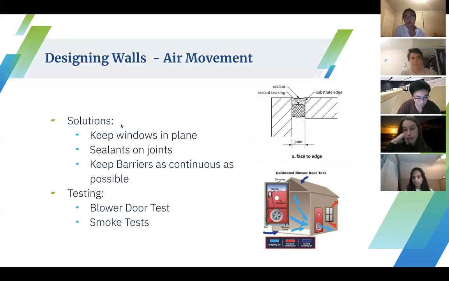Some testing that you can do to make sure that your enclosures are properly sealed would be the blower door test, which basically just pushes air through the building, and it gives you a reading to say how much air you're losing, or a smoke test, which you can put directly on the leakage point, which shows you if smoke is getting through it or not.